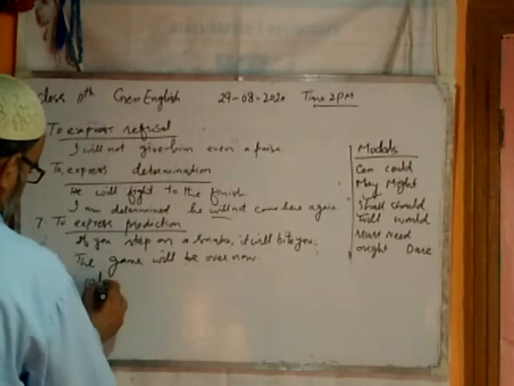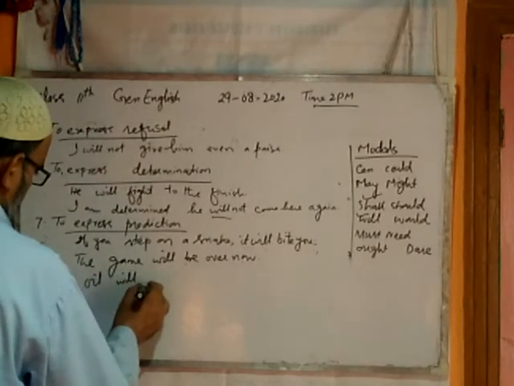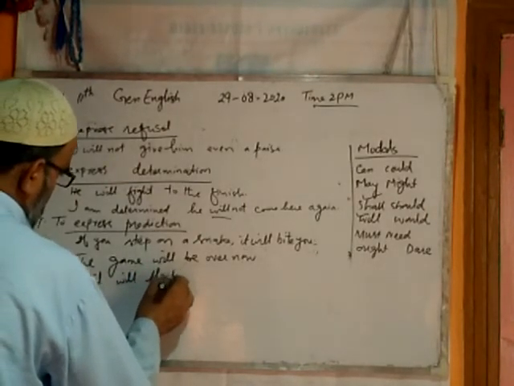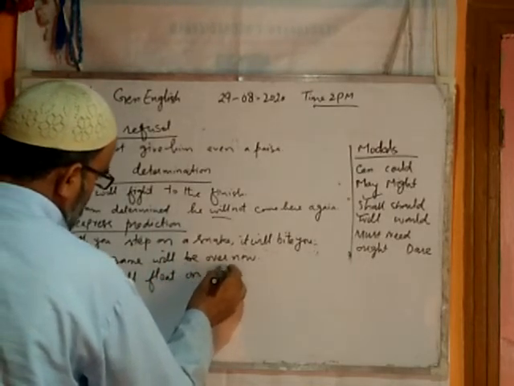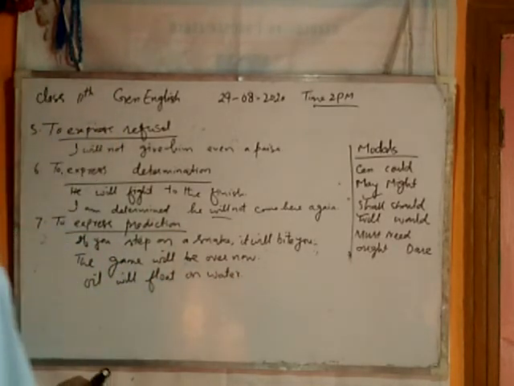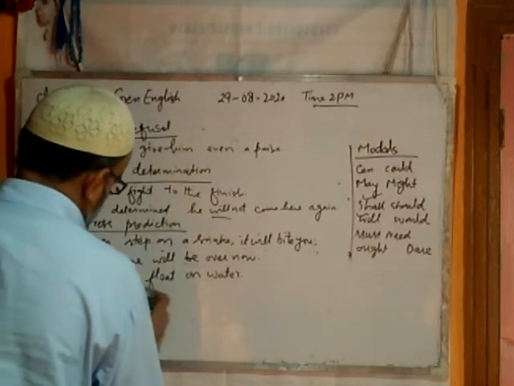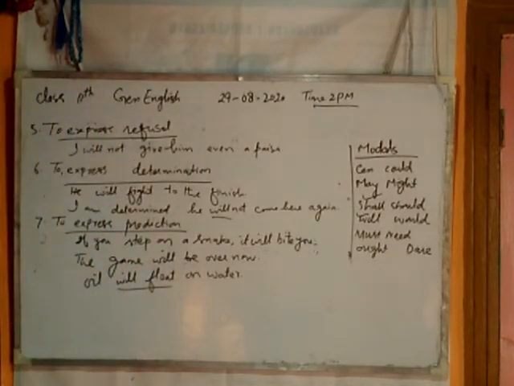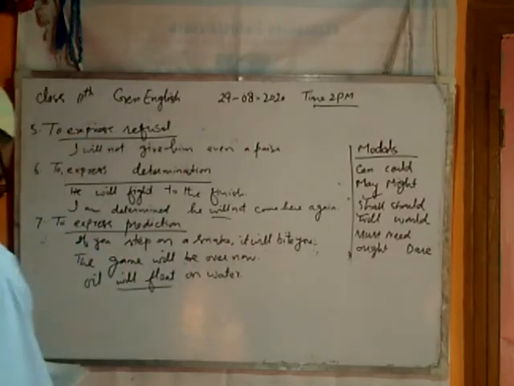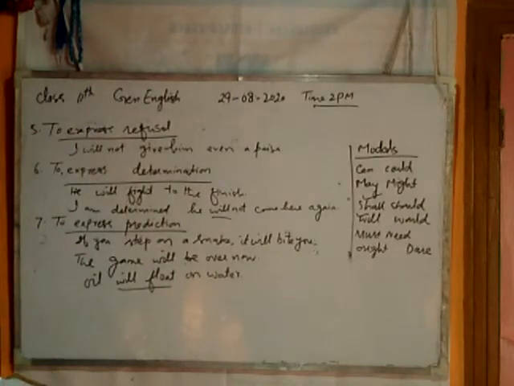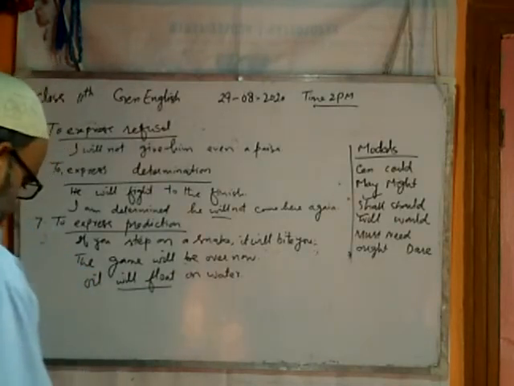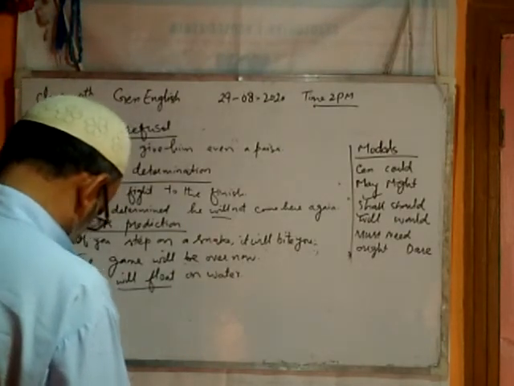Oil will float on water. Here will float means floats. So it is a prediction. Here you see the 7 uses of will in different cases.